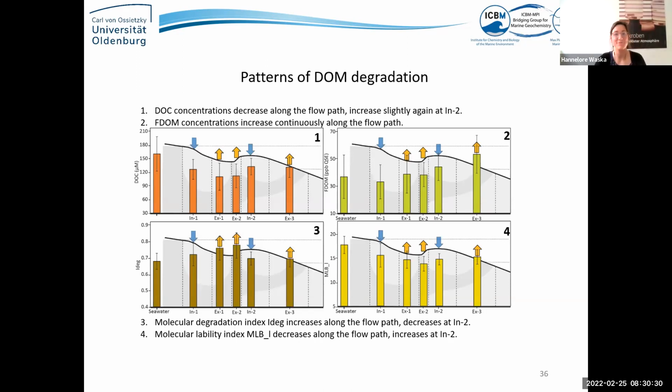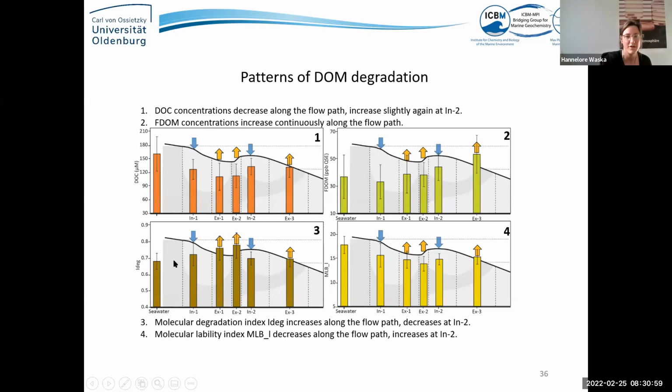So FDOM increase is very similar to the silicate increase. It's rather consistent. And this is an FDOM marker called humic-like organic matter, so it is an indicator for humification, or for aging of dissolved organic matter. And if you remember, I had shown you earlier this degradation index and this molecular lability index, and they actually show contrasting patterns.